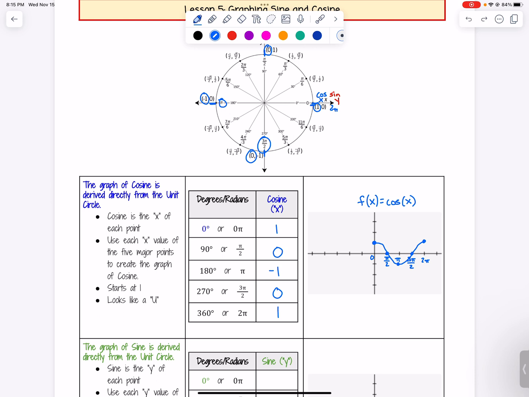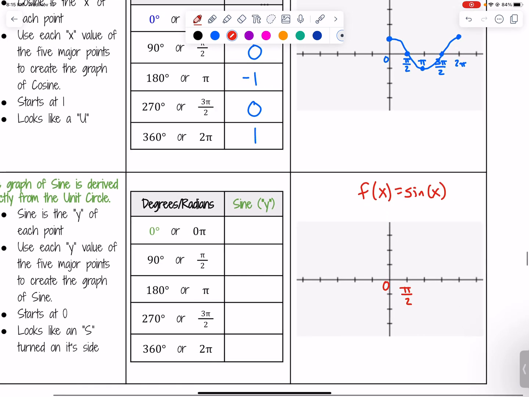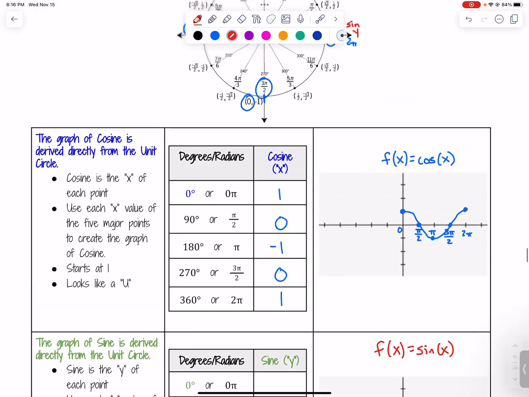So now let's focus on sine, which is a very similar method. We're just going to look at the y values this time. So let's put f of x equals the sine of x. Let's plot the same values on the x-axis. So 0, remember pi over 2, which is equivalent to 90 degrees. And then pi is equal to 180, 3 pi over 2, which is equal to 270, and then 2 pi. So we're going to graph one full cycle of sine.